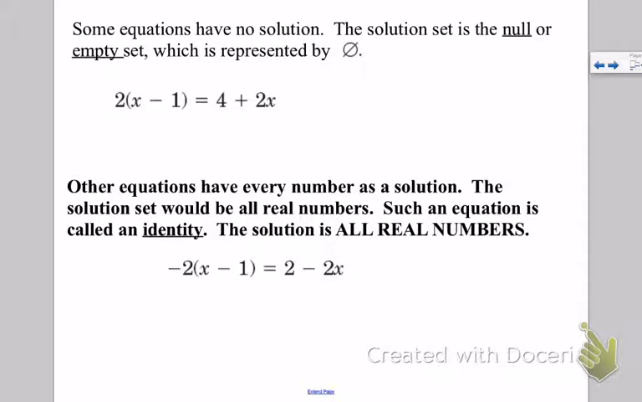So we have some special cases that are in these two examples. We're going to talk about them. Sometimes they have no solution. So when you go through, let's start by solving this equation. Let's go through and solve.